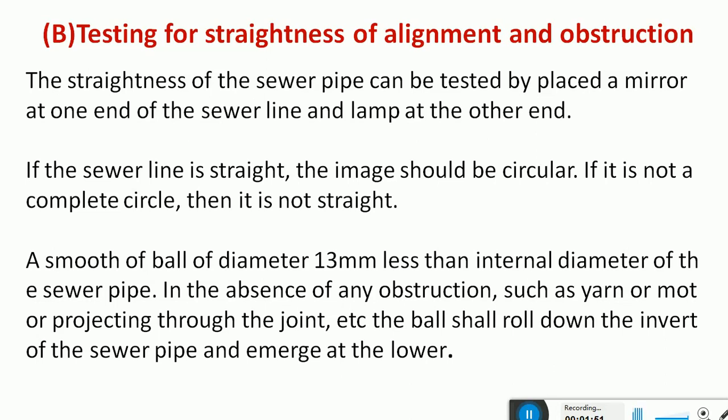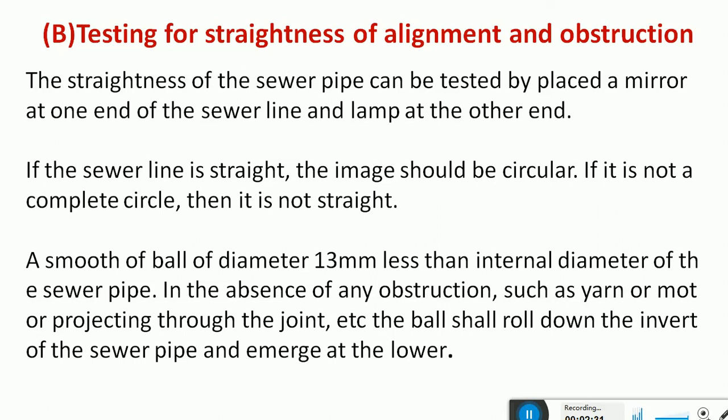What we do is we light a lamp at one end of the sewer and at the other end we place a mirror. If the sewer is laid in a perfect straight line, the image will appear on the other side of the sewer. If it is not a complete circle or if the image is not there, then there is no straight path, and you can conclude that the sewer which we have laid is not straight. Of course this is a primitive method. Nowadays we have the laser instrument which we have discussed in the earlier slide.